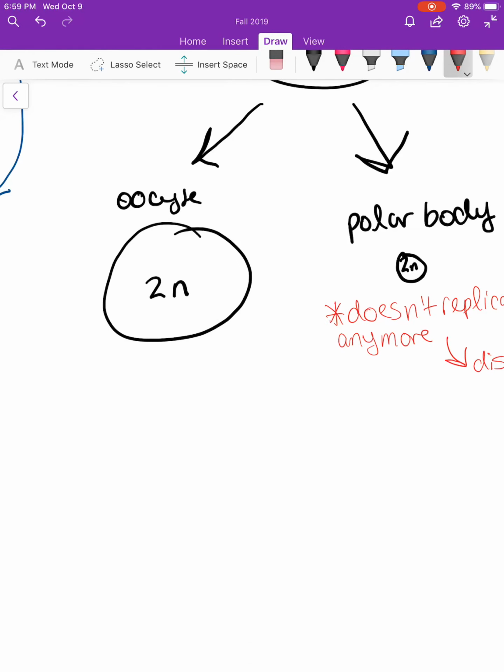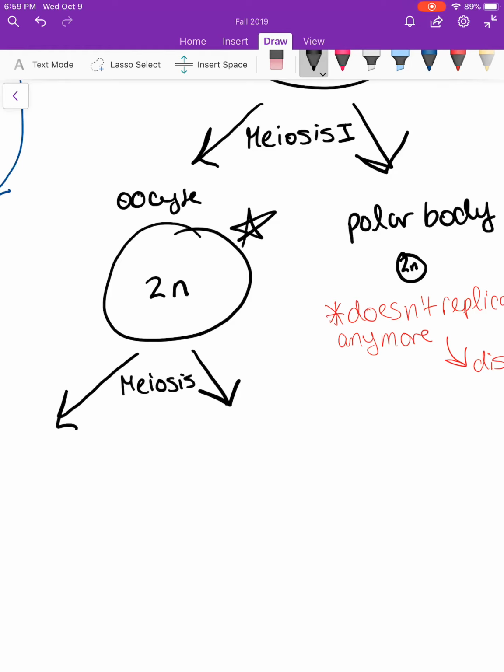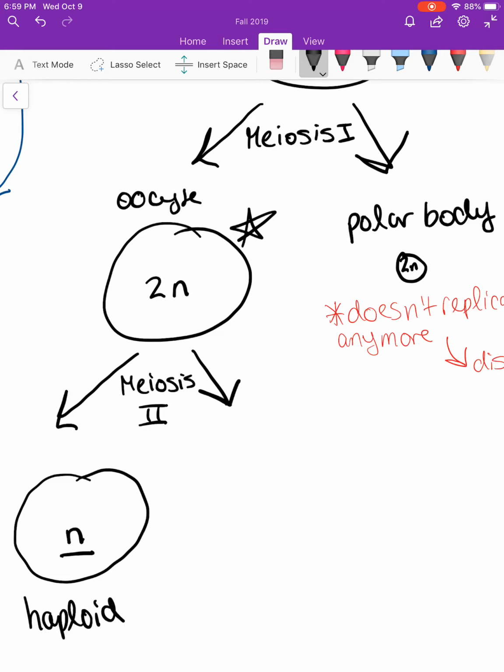So now when we talk about division again, we're only talking about this guy here, the oocyte, not the polar body. Now in the second division, so this was meiosis 1, right? So now in meiosis 2, you're going to have another big cell, but this time it's just going to be N, okay? Now it's haploid. And this other small one is also going to be N, but you're going to get another polar body. And that's going to disintegrate again, just like the other one.